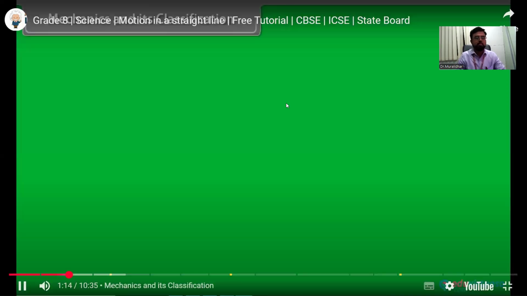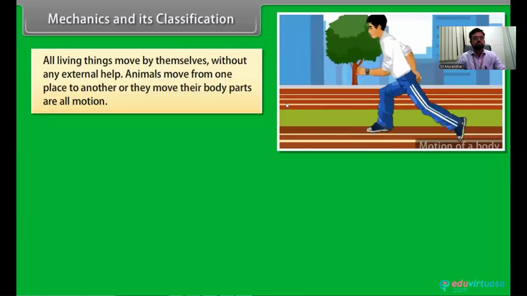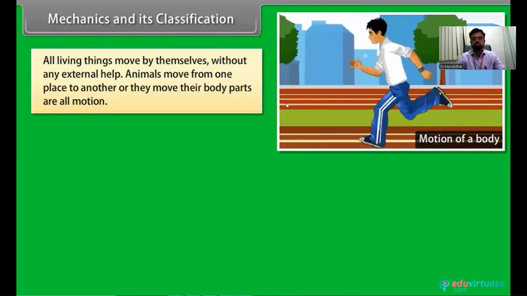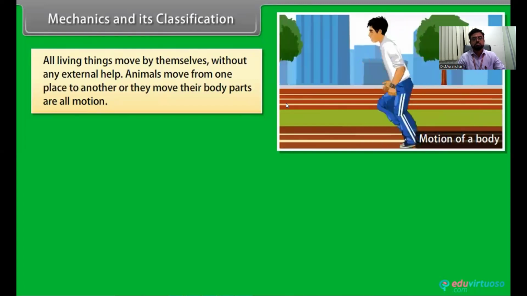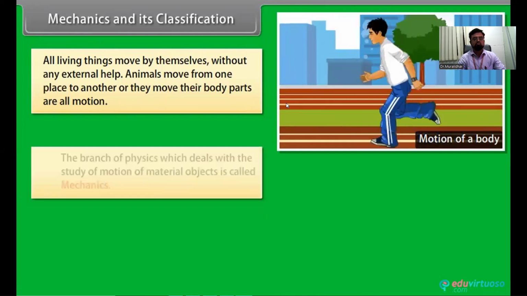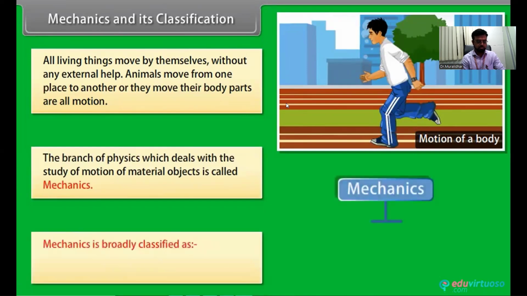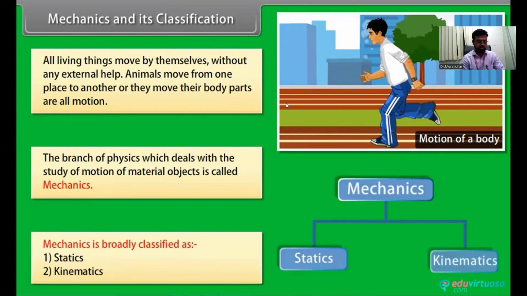Mechanics and its classification. All living things move by themselves without any external help. Animals move from one place to another, or they move their body parts, all of which is motion. The branch of physics which deals with the study of motion of material objects is called mechanics. Mechanics is broadly classified as 1. Statics, 2. Kinematics.